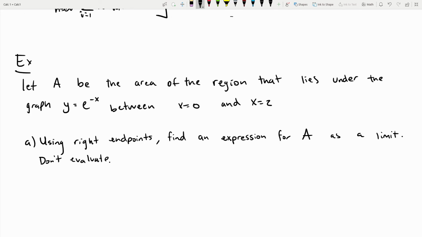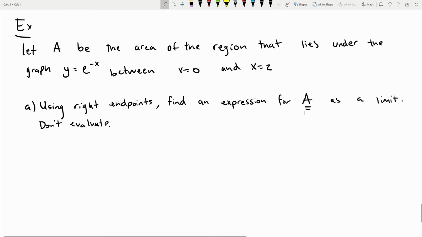So let's take a look at an example and apply everything we've learned about figuring out the area under a graph. Here's the example. We say let A be the area of the region that lies under the graph y equals e to the negative x between x equals 0 and x equals 2. And the question asks us, using right endpoints, find an expression for A, meaning the area under the graph, as a limit, and it's saying don't evaluate that limit, which is fine.